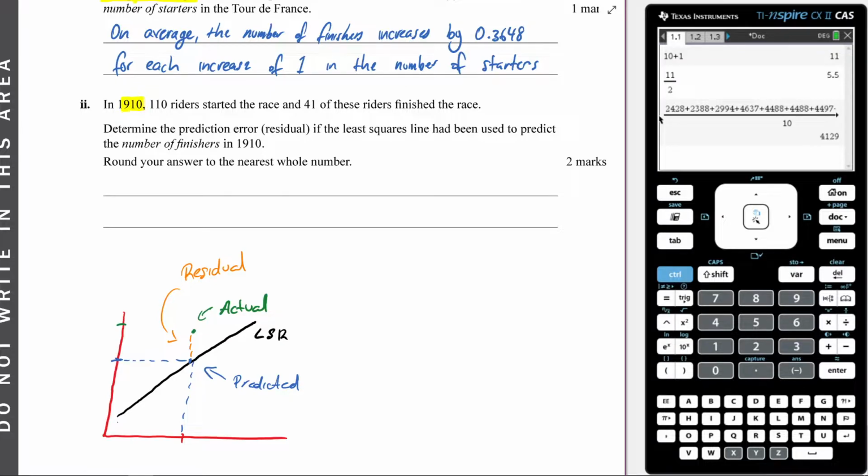Okay, so it says in 1910, 110 riders started the race and 41 of these riders finished the race. Determine the prediction error, the residual, if the least squared line had been used to predict the number of finishes in 1910. Round your answer to the nearest whole number. So what exactly is this saying to us?